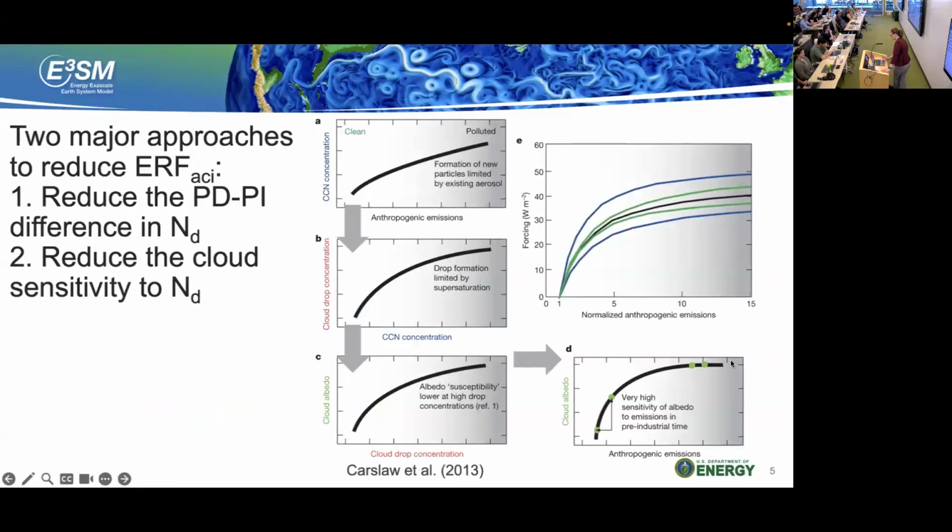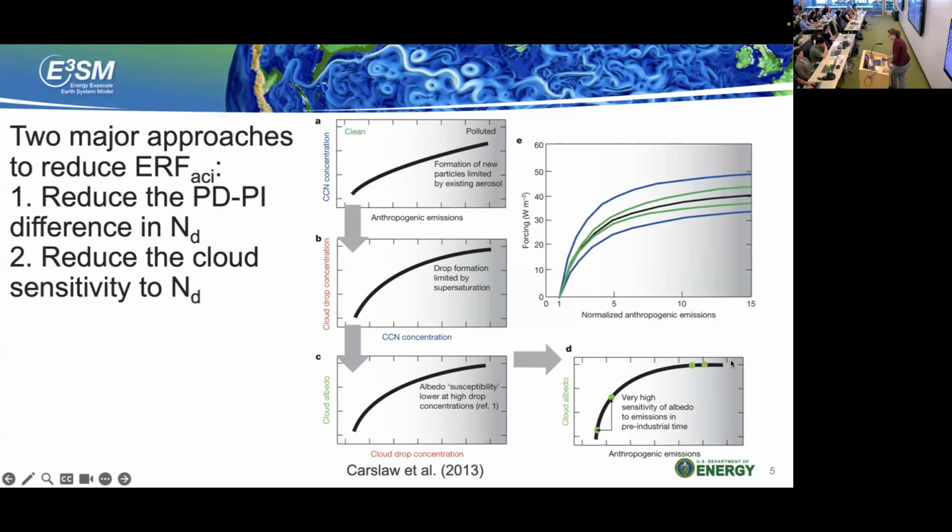And there are essentially two major ways that we can reduce the aerosol forcing, especially the aerosol cloud interaction component, which is the larger term. One is that we can reduce the difference between the amount of aerosol, and therefore the amount of cloud droplets, in present day and pre-industrial. Remember, we quantify this as a difference between present day and pre-industrial. The second is that we can reduce the sensitivity of clouds to changes in aerosol and in cloud droplet number.